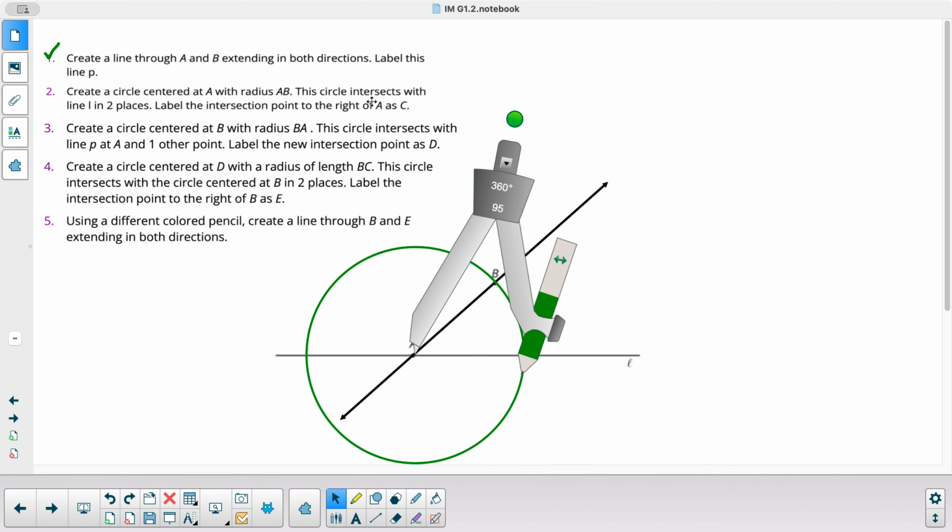Circle intersects with the line L in two places. So I didn't make this long enough. Now it doesn't intersect, but the arrow you can see means that it goes on forever. So I'm going to extend that line a little bit. Okay.